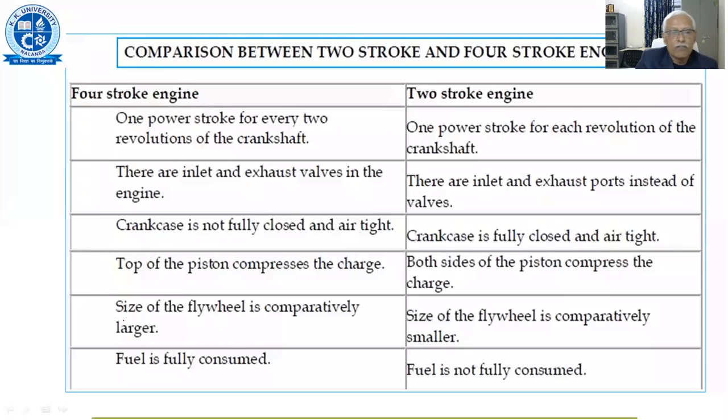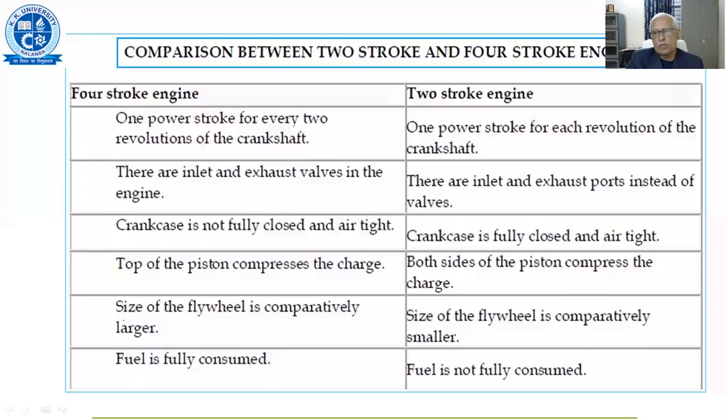In the case of 4-stroke engines, the size of the flywheel is larger because for every 2 revolutions you have 1 power stroke. That's the power you get once for every 2 revolutions, and hence there's a lot of time gap. Whereas in the case of a 2-stroke engine, for every rotation you have 1 power stroke. Hence, you need to have a smaller flywheel.